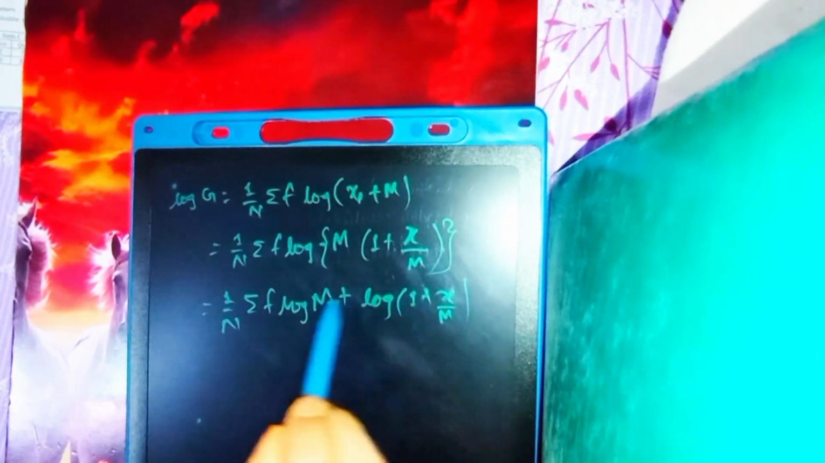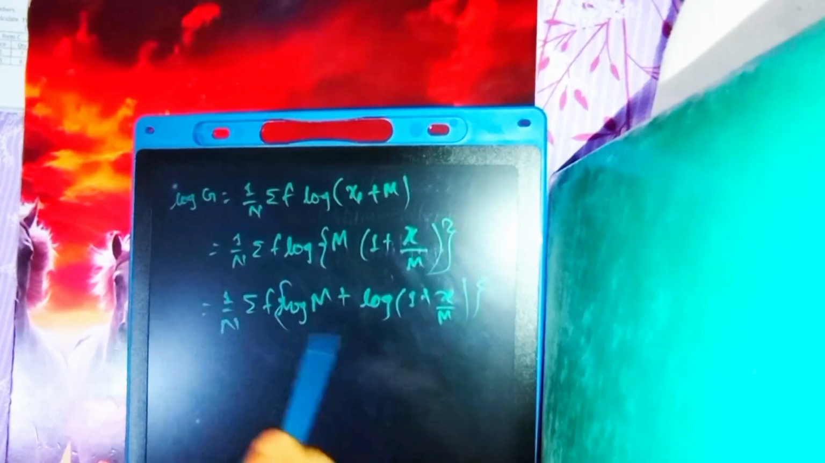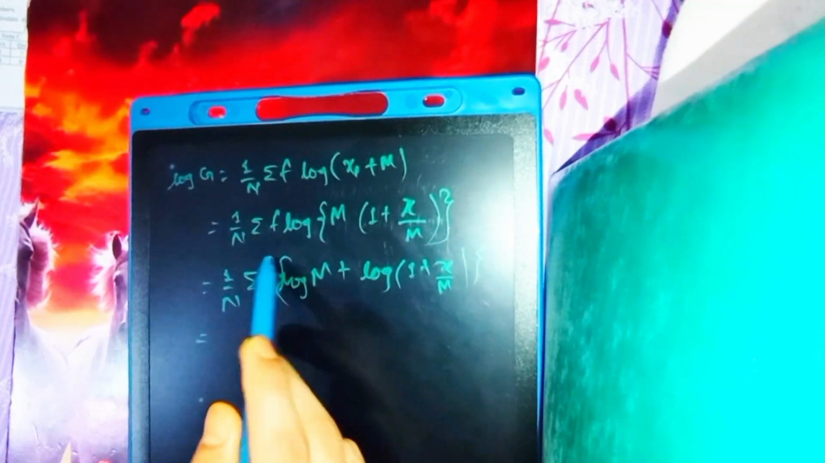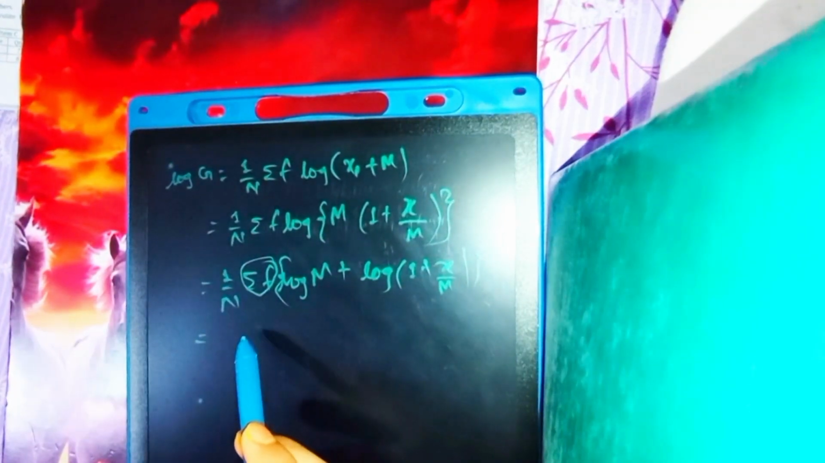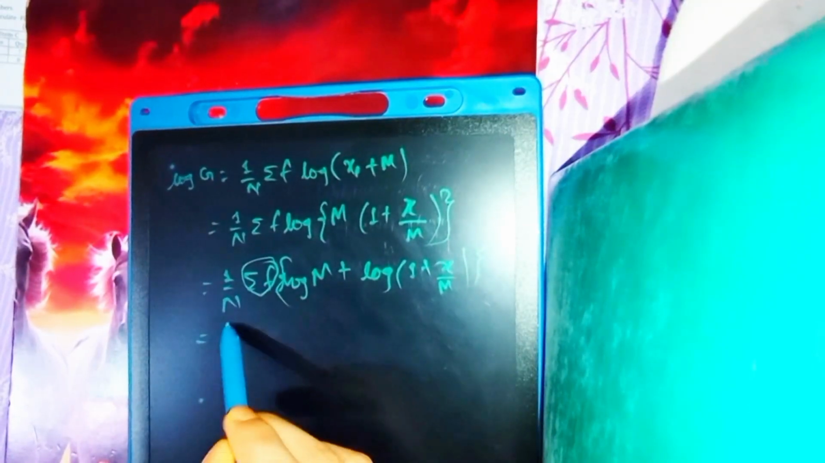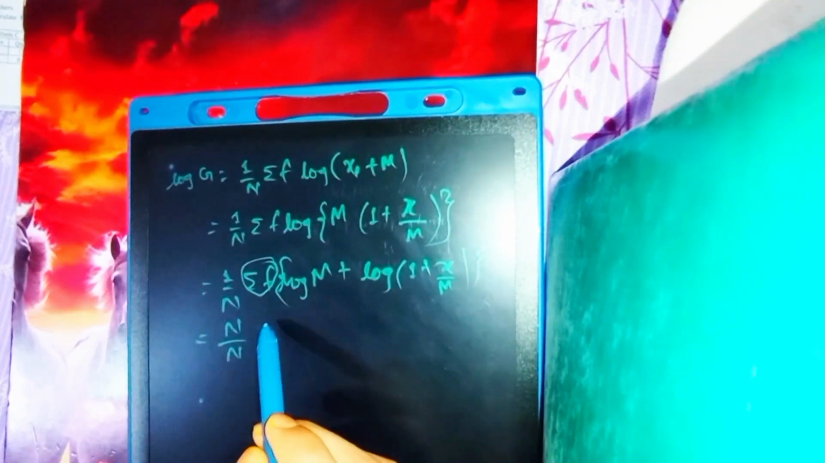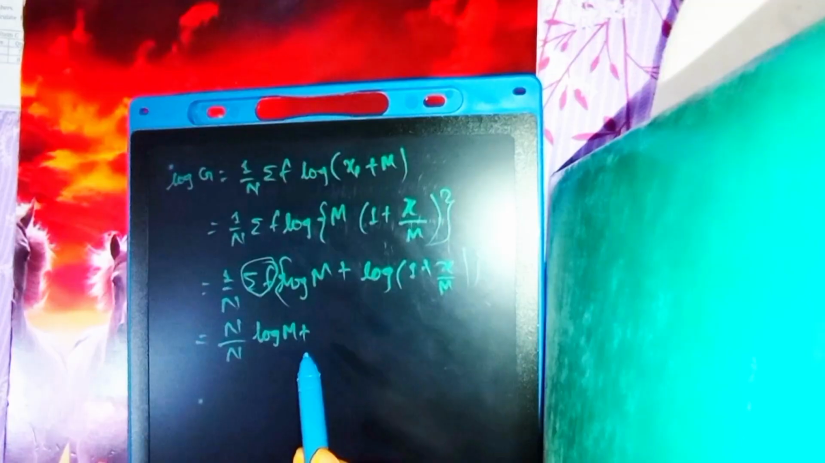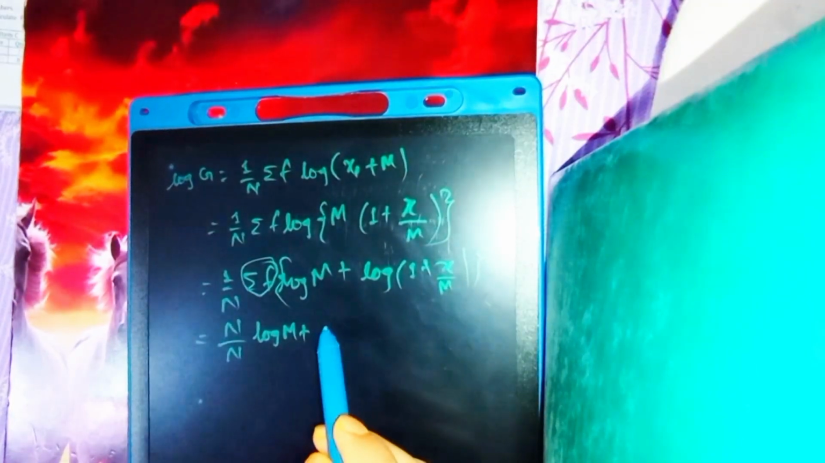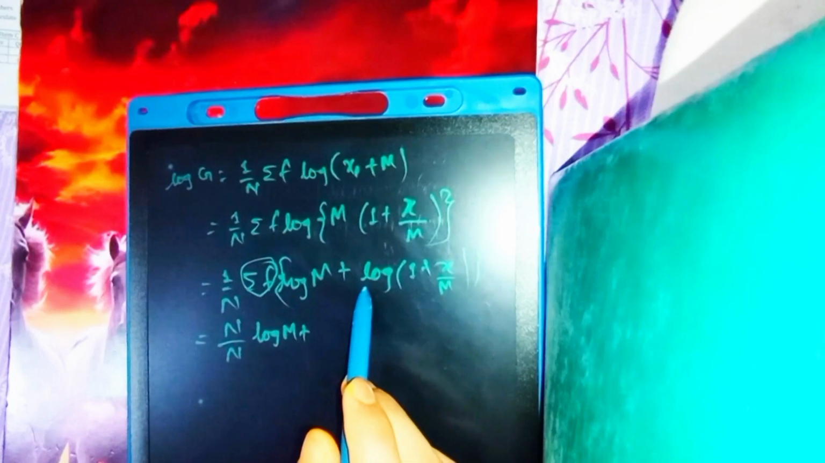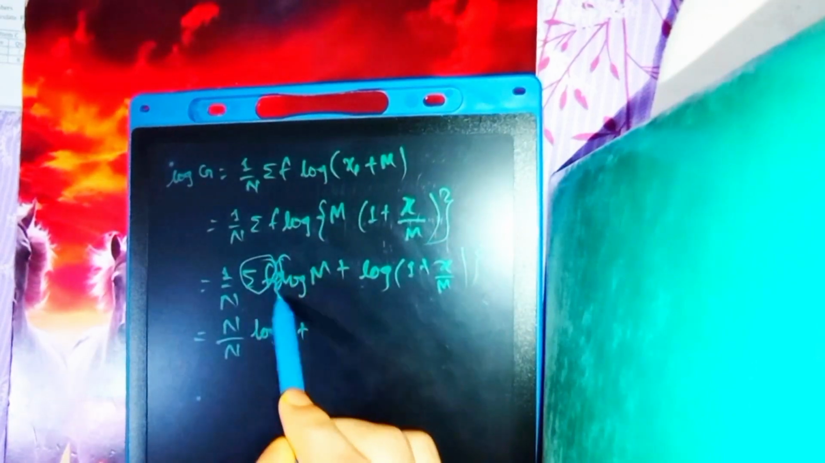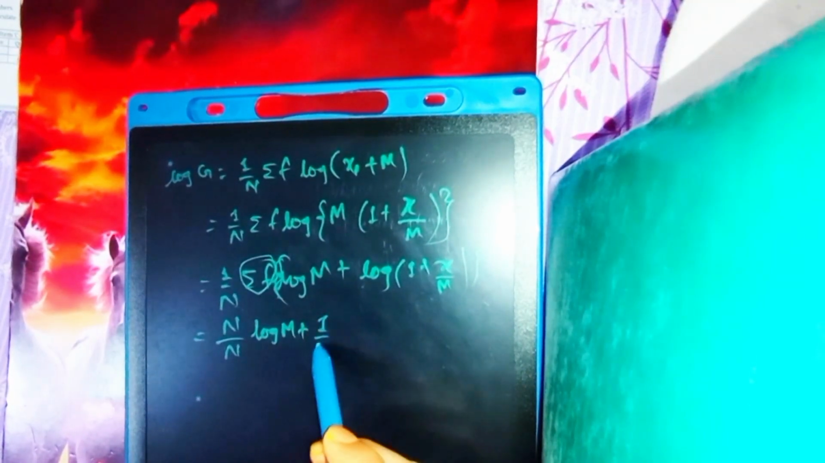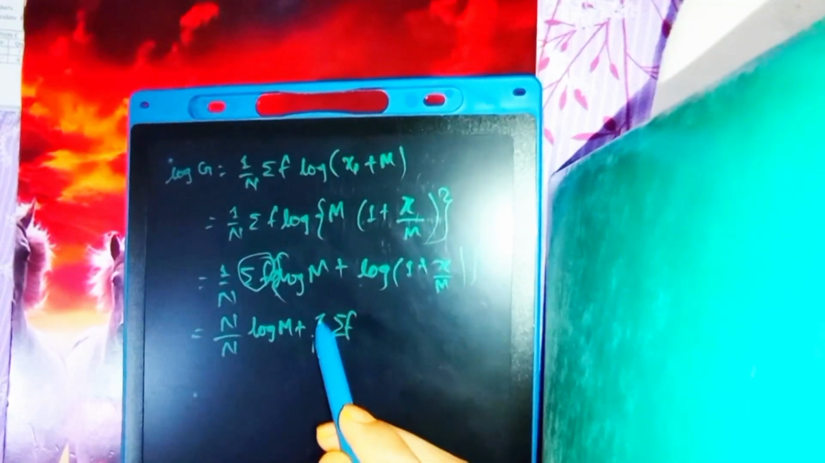From the property of log, if they are in multiplication, we can just separate them by adding them. So 1 by n summation f. I already told you summation f is equal to n, the thing you should remember. So summation f means n, and the n is the same here, so the remaining is log m plus log 1 plus x by m. The 1 by n will be multiplied here also. The bracket is a big curly bracket, so I'm also multiplying the thing inside.